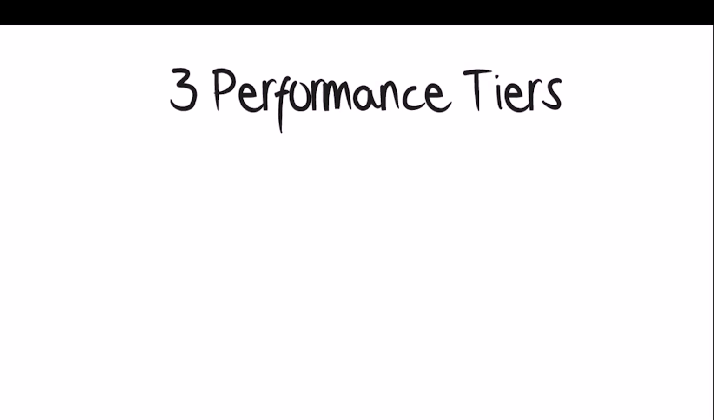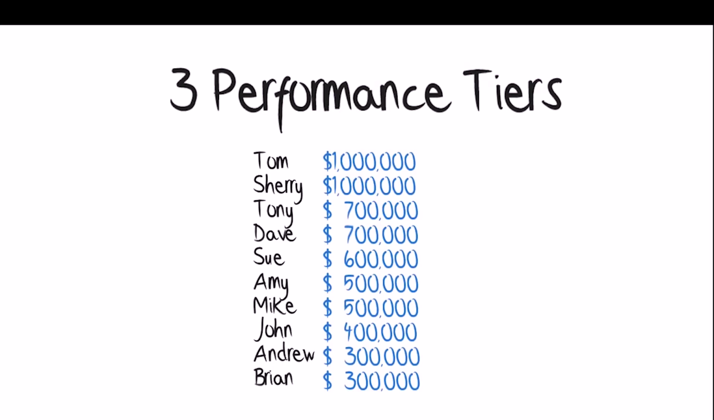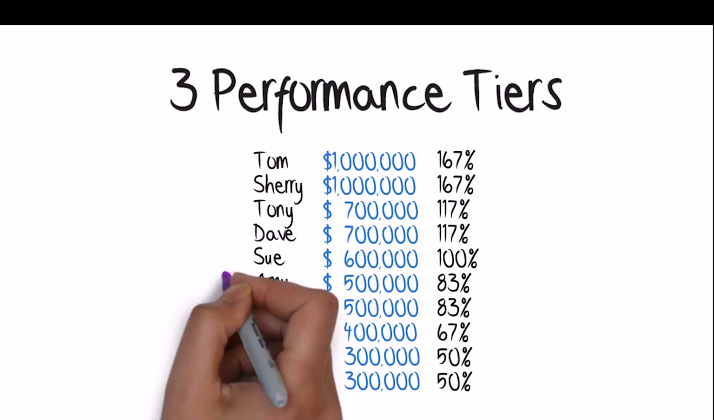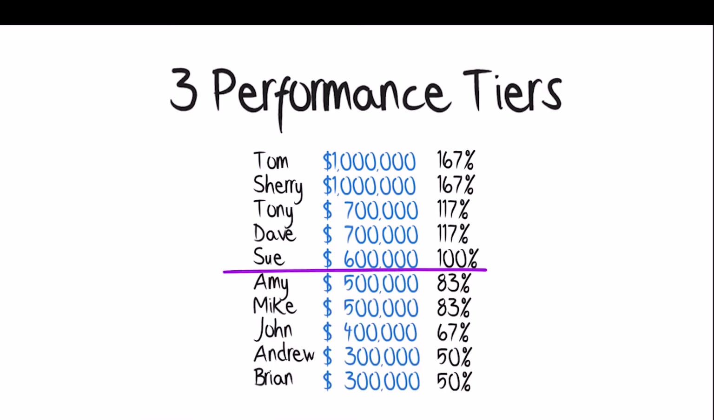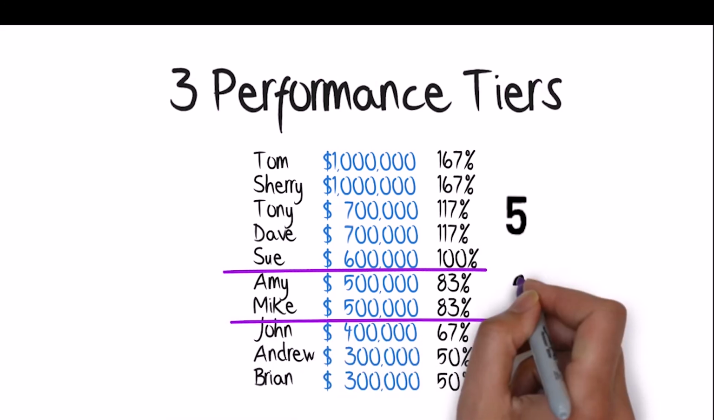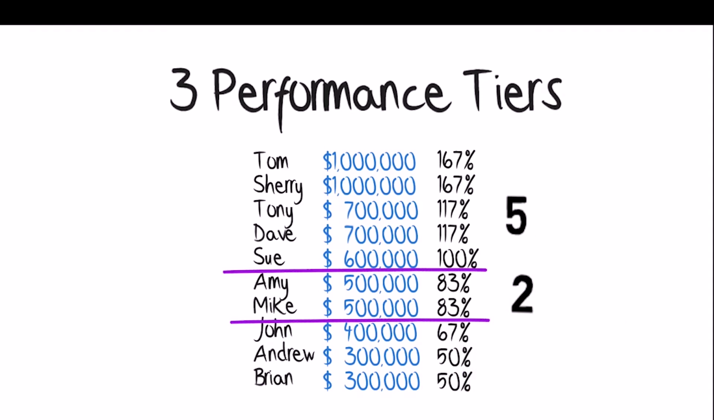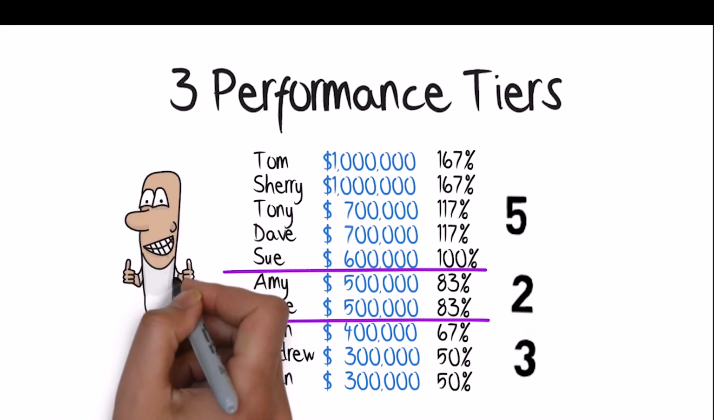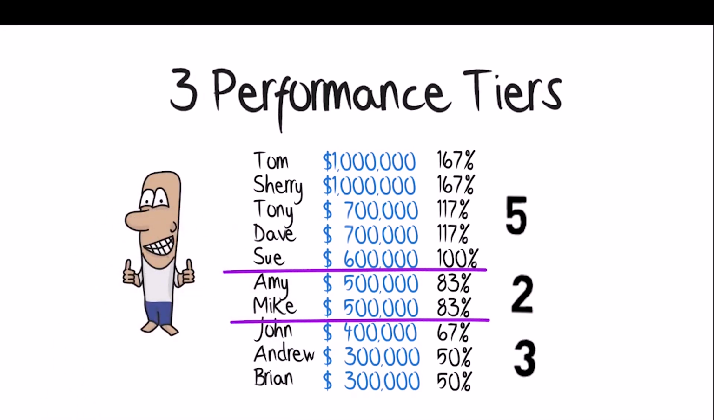Alright, we said we need 3 tiers. Here is what most of us would do. Okay, let's see. Tier 1. Why not everyone over 100%? There are 5 of them. Tier 2. Well, I would put Amy and Mike in there, so that is 2 in the middle tier, and that leaves Tier 3 for John, Andrew, and Brian. 3 at the bottom tier. So there we go, and it makes sense.